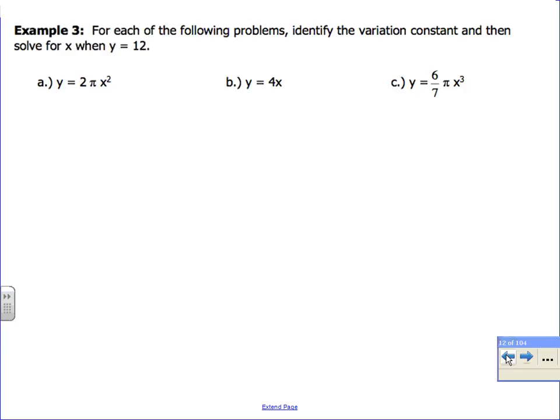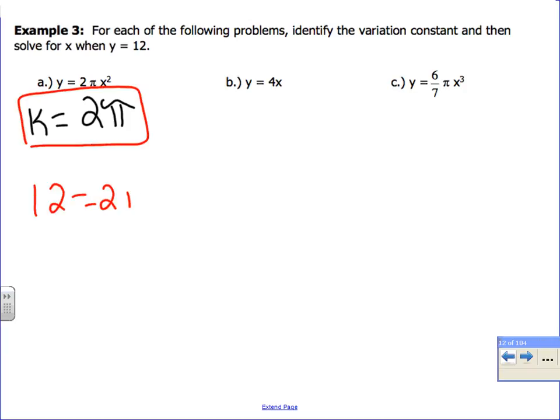Okay, example 3. For each of the following problems, we need to identify the variation constant again, but now find x when y is something. So let's just do one of these. Marissa, what's k in letter A? Good. 2 pi is the variation constant. And now all we need to do here is find x when y is 12. So we have 12 equals 2 pi x squared.